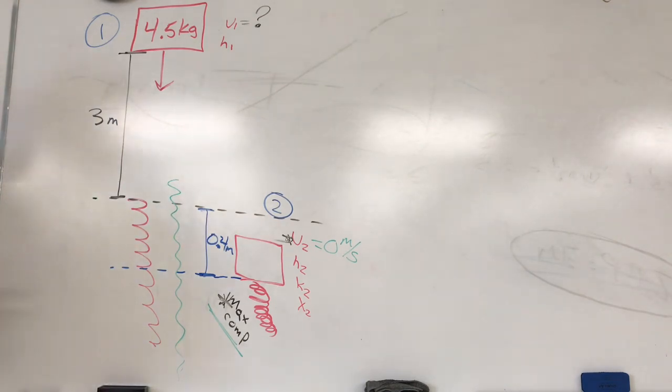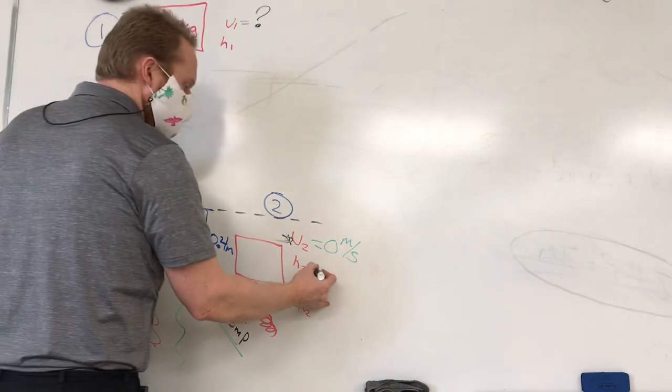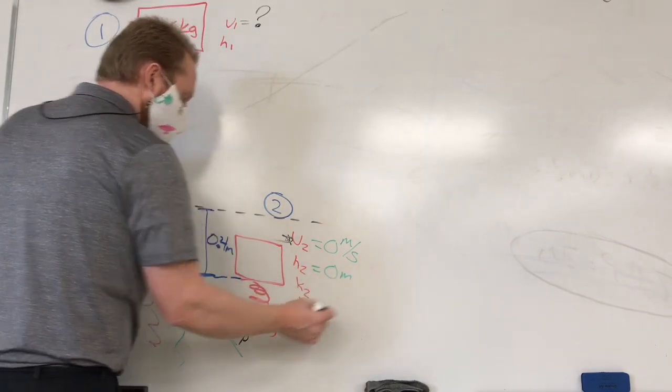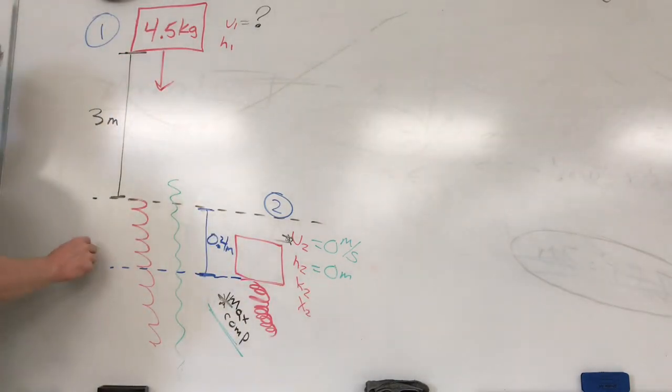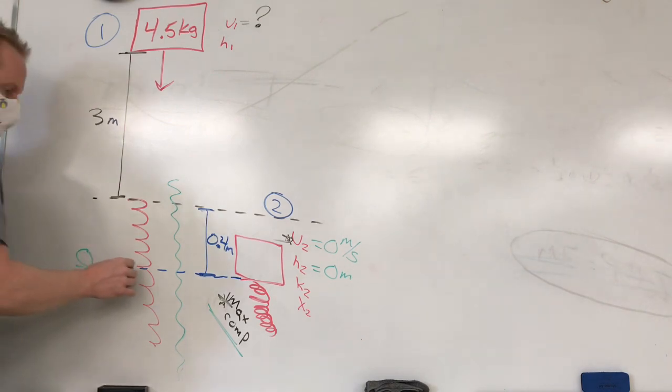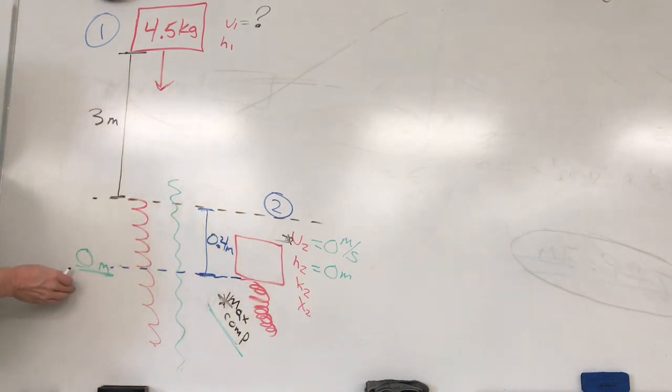What do you want to call our H2? Let's start there. Okay, that's fine. If we choose H2 to be 0, and that's probably the most commonly chosen number, that means this dashed blue line is 0. At location 2, if my H2 is 0, then how far is it from here to here?